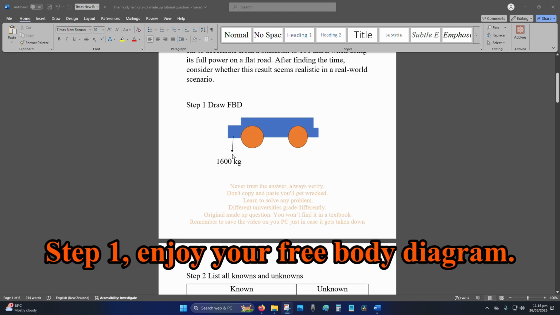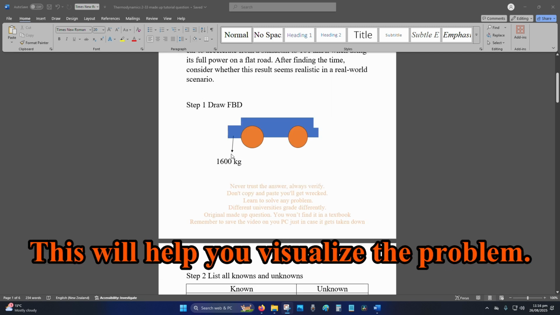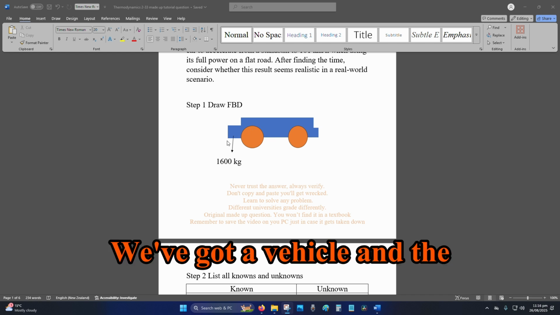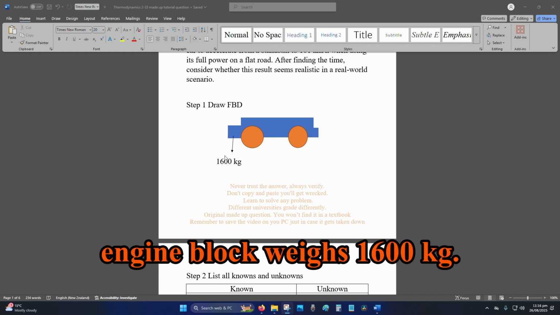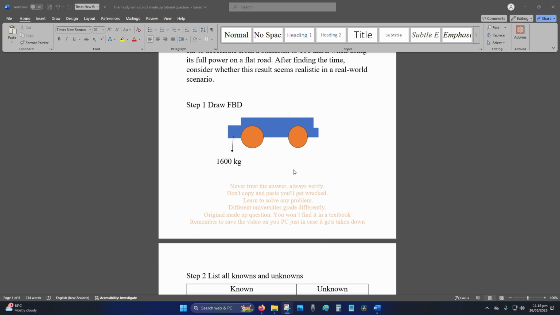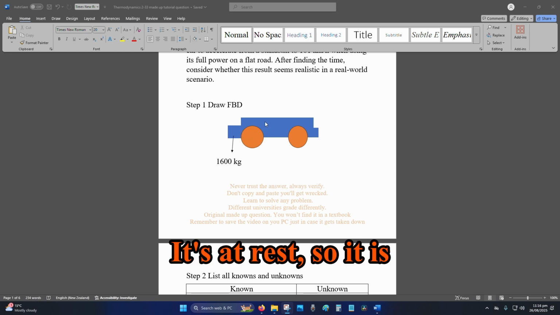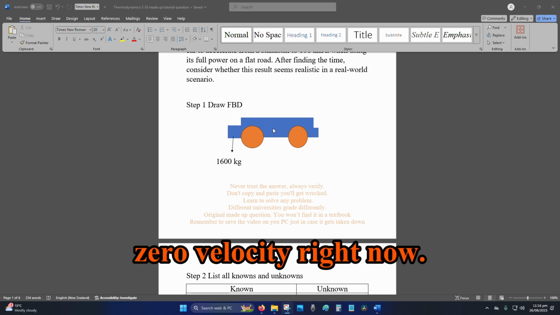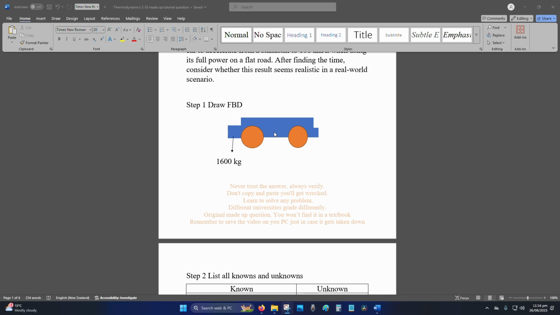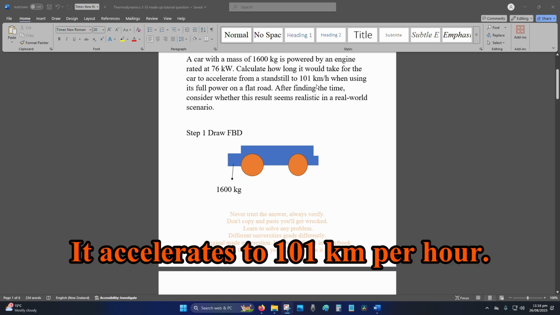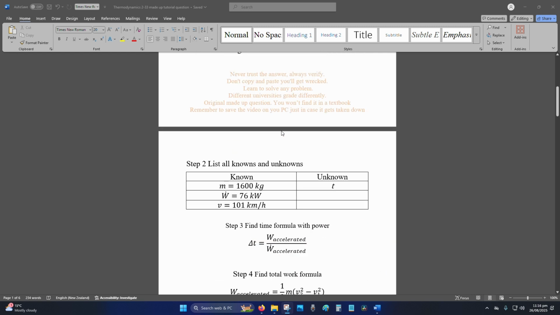Step 1, draw your free body diagram. This will help you visualize the problem. We've got a vehicle and the engine block weighs 1,600 kilograms. It's at rest, so it is 0 velocity right now. It accelerates to 101 kilometers per hour.